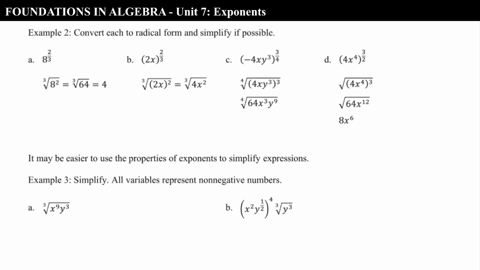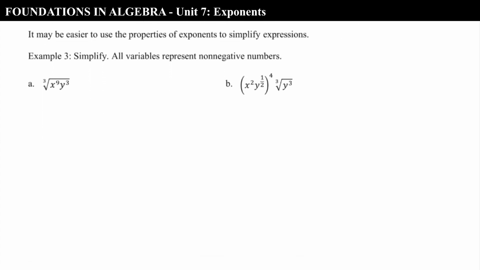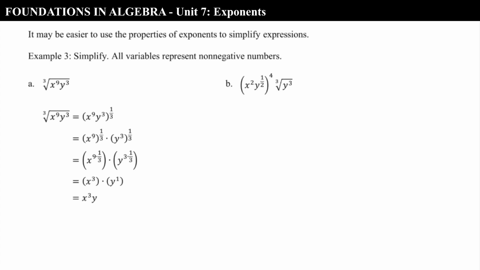Now, it may be easier to use the properties of exponents to simplify expressions. So we're going to do that in these last two examples. We're going to convert the cube root of x to the ninth, y to the third, to x to the ninth times y to the third, all to the 1/3 power. Here, we can apply our power to a power, so we're going to multiply the exponents. First, we'll split up. We have our x, we have our y, and then we do our power to a power, which means we multiply the exponents. That's going to give us x to the third, y to the first, which is x to the third y.